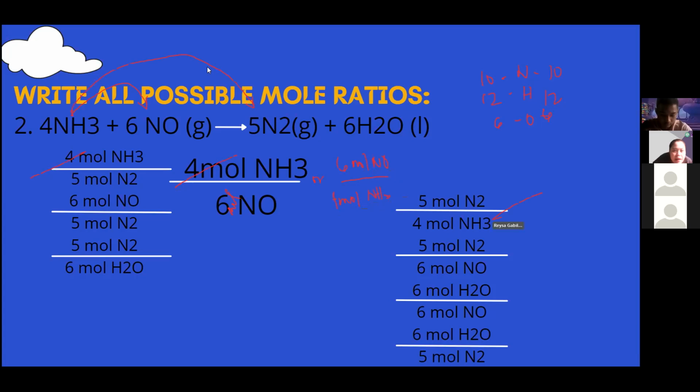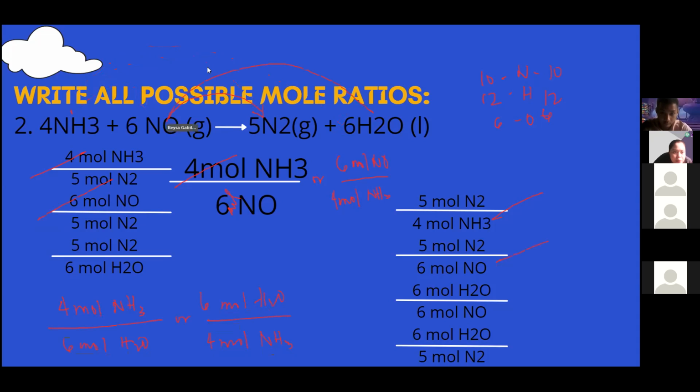And then ammonia and water. Where is that? Wala din ito. So let's just write it. 4 moles of ammonia also is to 6 moles of water, and the vice versa, 6 moles of water is to 4 moles of ammonia. Ayan. And then after that, after the ammonia, we may have the NO. So NO and N2, this is it. And ito yung kanyang reciprocal.